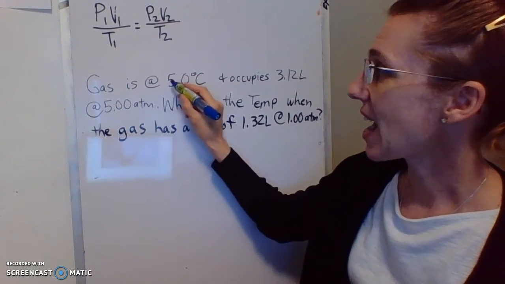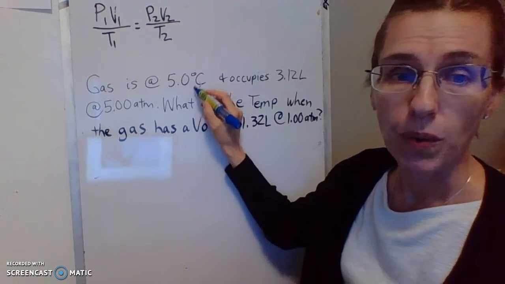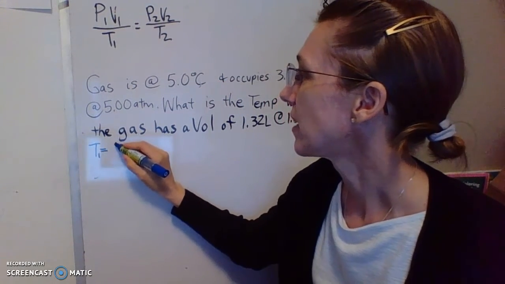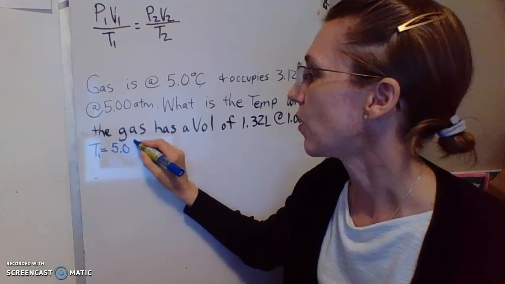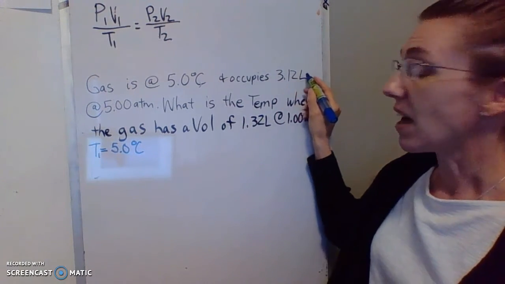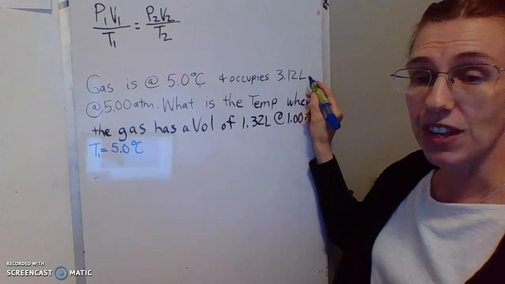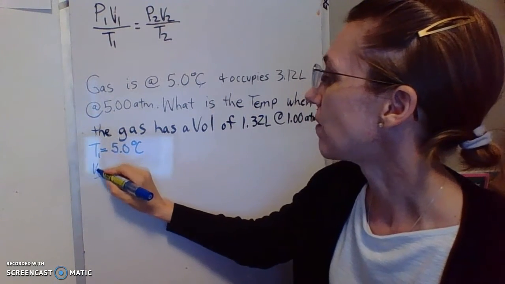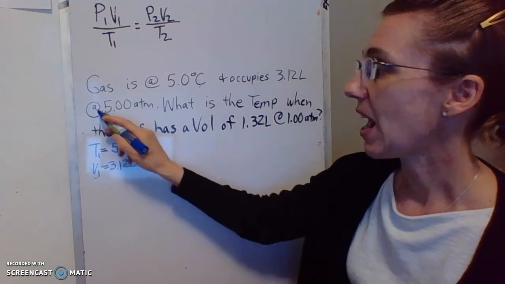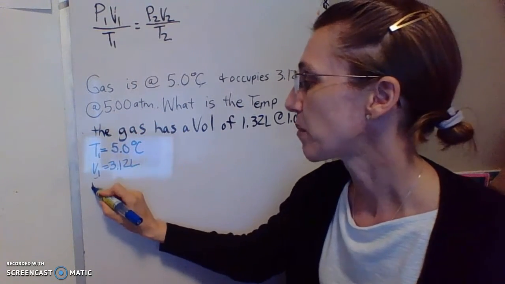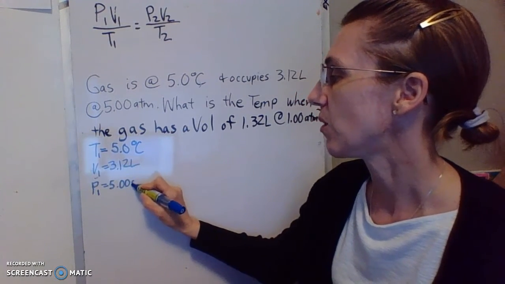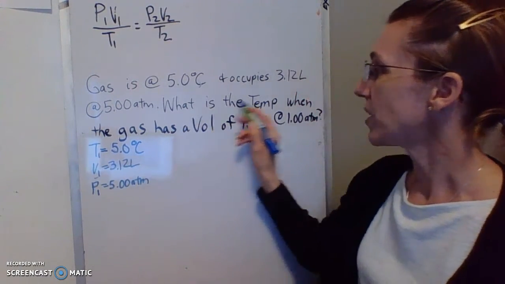We say a gas is at 5 degrees Celsius. Well, the degrees Celsius tells us that that's temperature. So our temperature is 5.0 degrees Celsius. It occupies, our units here are liters, so that tells us its volume. Our volume is 3.12 liters at, and we've got atmospheres. Atmospheres tells us its pressure. 5.00 atmospheres.